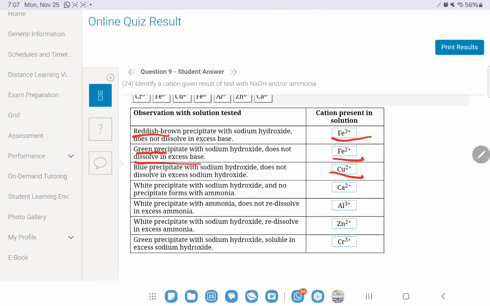White precipitate, now we have 3 different white precipitates. With sodium hydroxide and no precipitate with ammonia means it could be one thing, calcium. White precipitate with ammonia and does not redissolve in excess ammonia. So it gives you a white precipitate in ammonia, but it's not soluble, meaning it can only be Al3+, because Zn is soluble in excess ammonia. White precipitate with sodium hydroxide and redissolves in excess ammonia, then it is Zn2+. Green precipitate with sodium hydroxide and soluble, then it's Cr3+. So yeah, now let's move on.